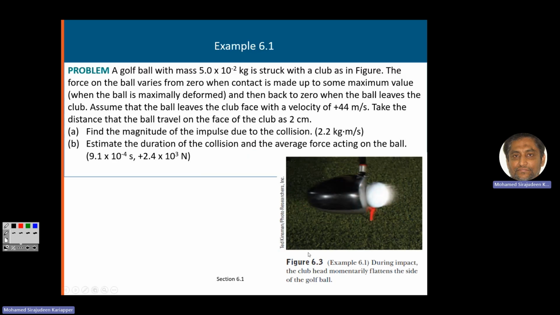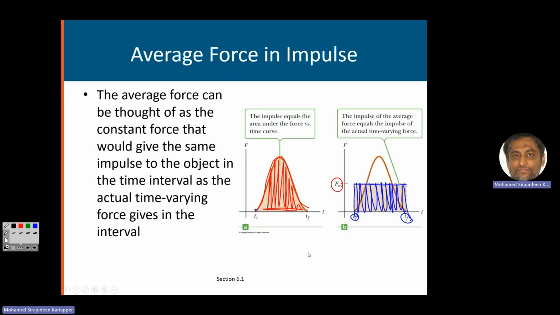So what we will say now, even if the force is varying, the impulse is equal to the average force multiplied by delta t. So we get an equation even for a varying force. Simply we replace the force by the average force, which will give the same impulse as the actual force. The average force can be thought of as the constant force that would give the same impulse to the object in the time interval as the actual time varying force gives in the interval.